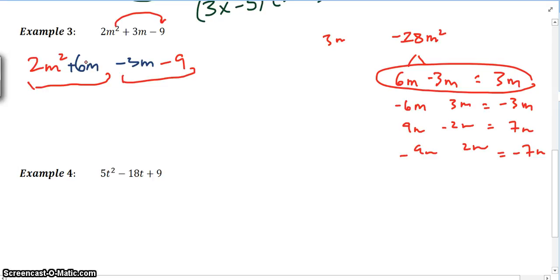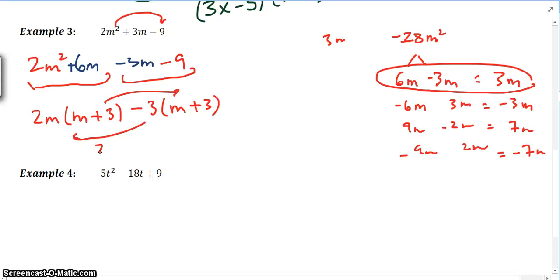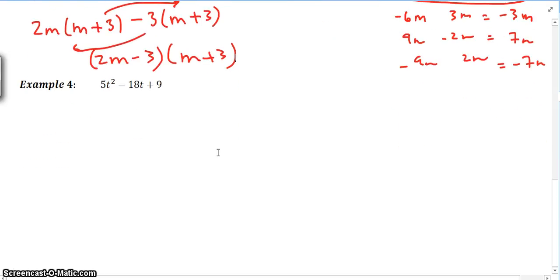So 2m squared plus 6m, that's 2m. What's left? m plus 3, and minus 3 is going to be common between minus 3m and minus 9, so that becomes m plus 3. And so once again we just group these, so this becomes 2m minus 3, m plus 3. Okay, so we're nearly there with this last example. Let's just get through it.